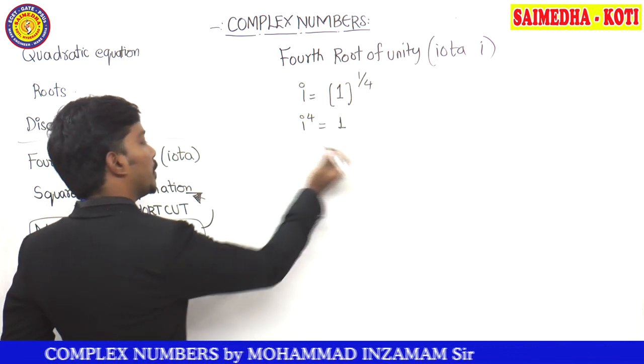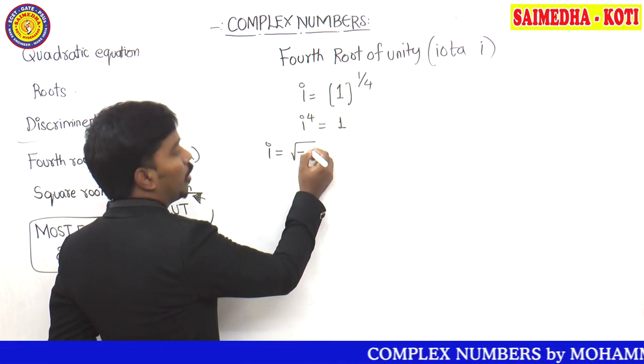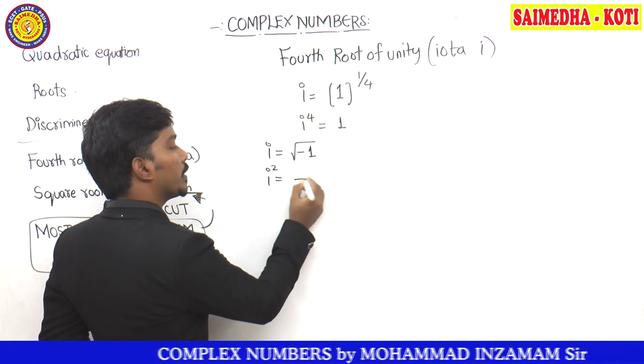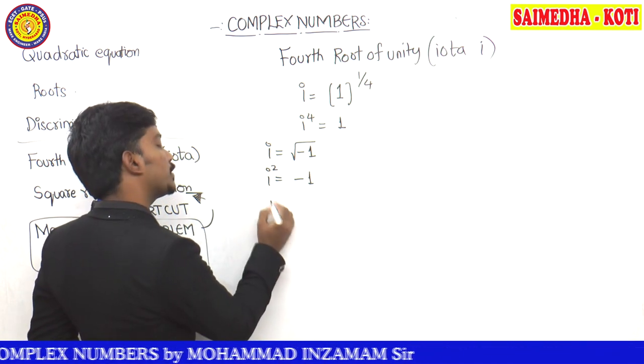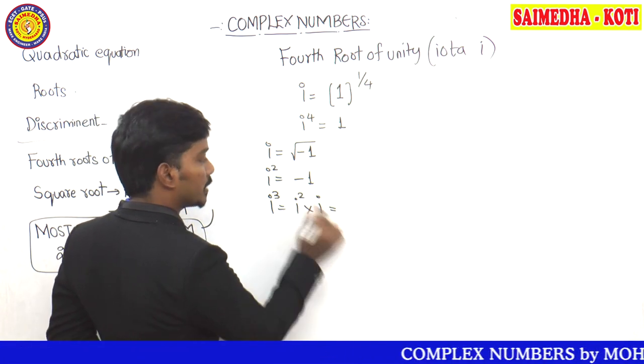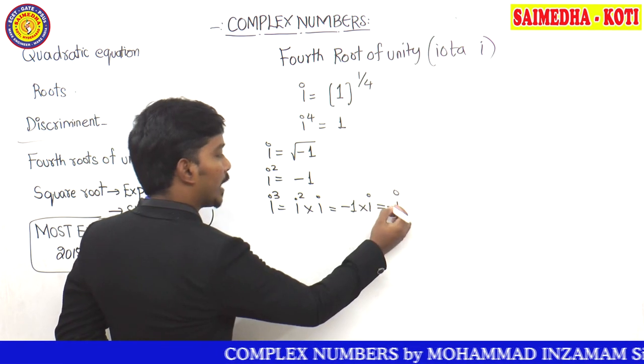What is the imaginary number value, guys? Just now we have taken that the imaginary number value is root of minus 1. If I square it, then it's going to become i square is equal to minus 1. Then the next one is i cube, guys. i cube can be written as i square into i. i square is minus 1. Minus 1 into i, the answer is going to become minus i.